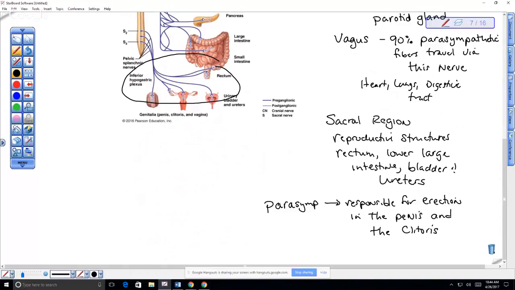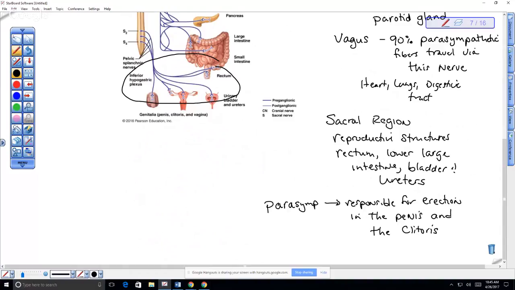We'll talk about the clitoris. The clitoris is deceiving because it looks very small on many of our diagrams, but there's an internal part of the clitoris that is oftentimes not listed that is erectile tissue that surrounds the urethra. Okay, so this is responsible for erection.